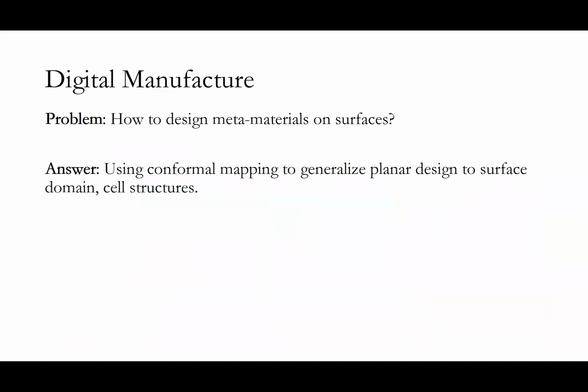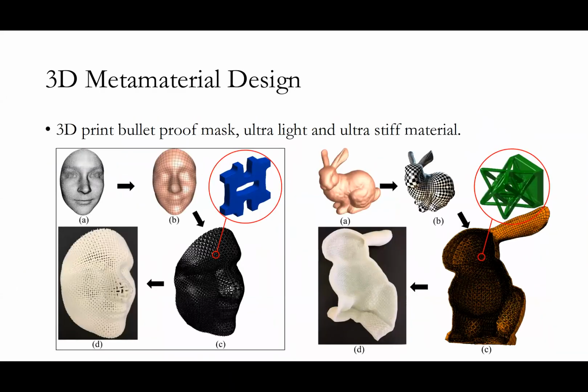Okay. And the same method can be applied for digital manufacture, such as a material design. So this is a negative Poisson ratio material. We can use that to design bulletproof mask. And this one is called ultra light, ultra stiff material. We use that to design this kind of special bunny.